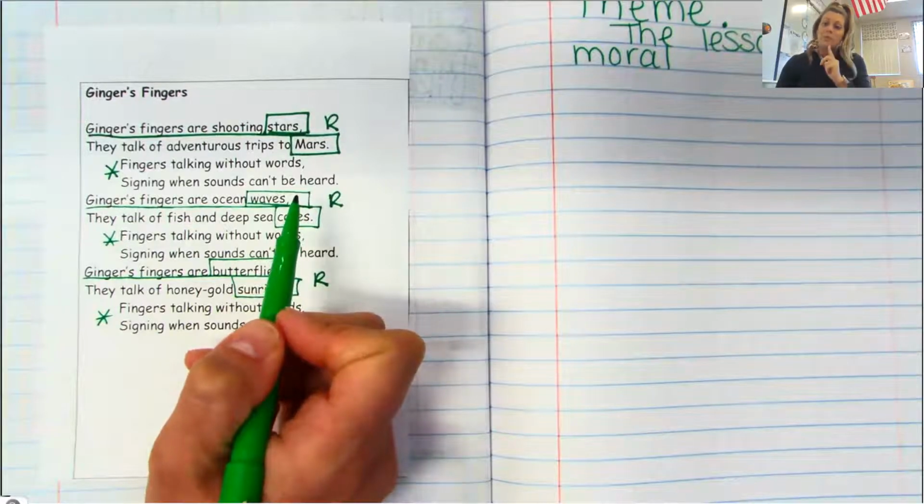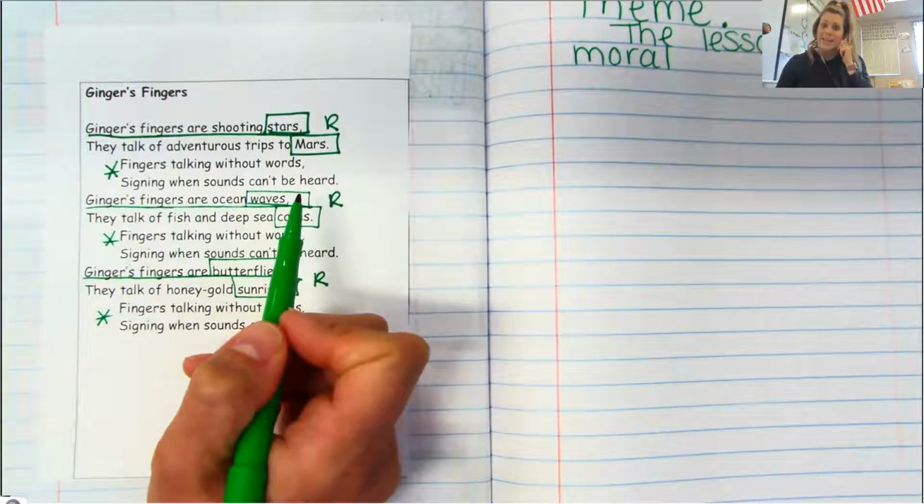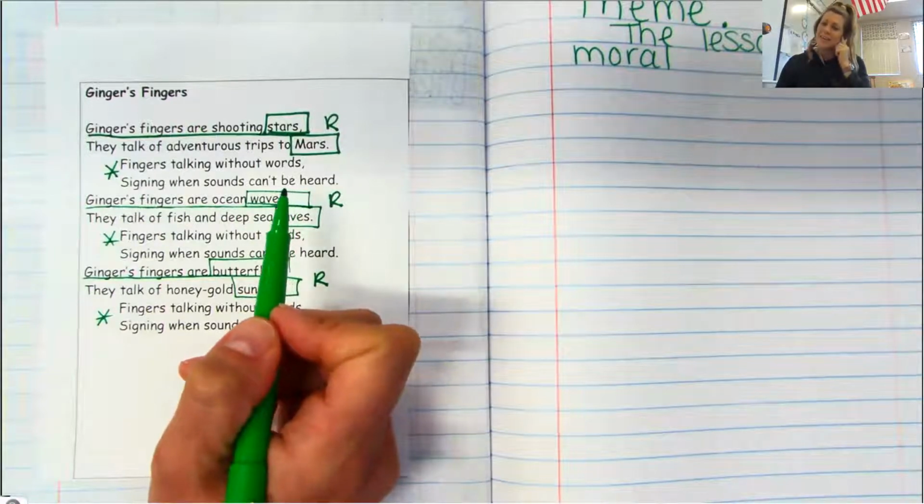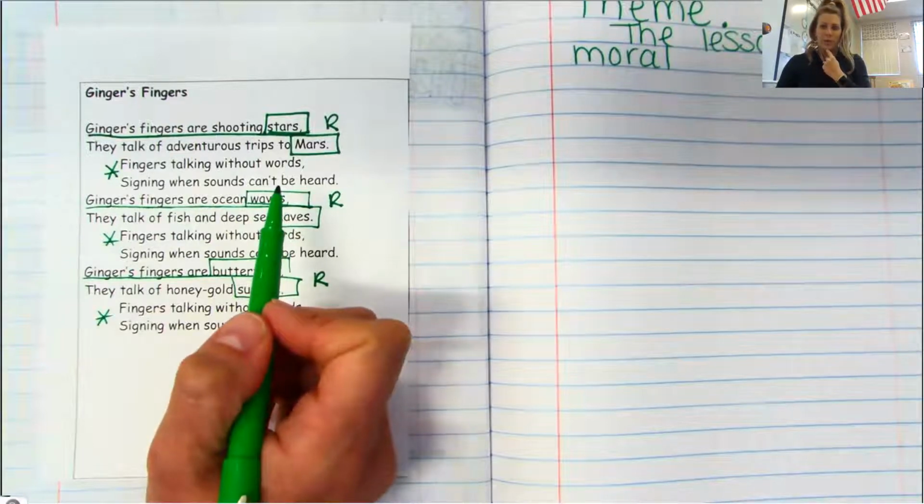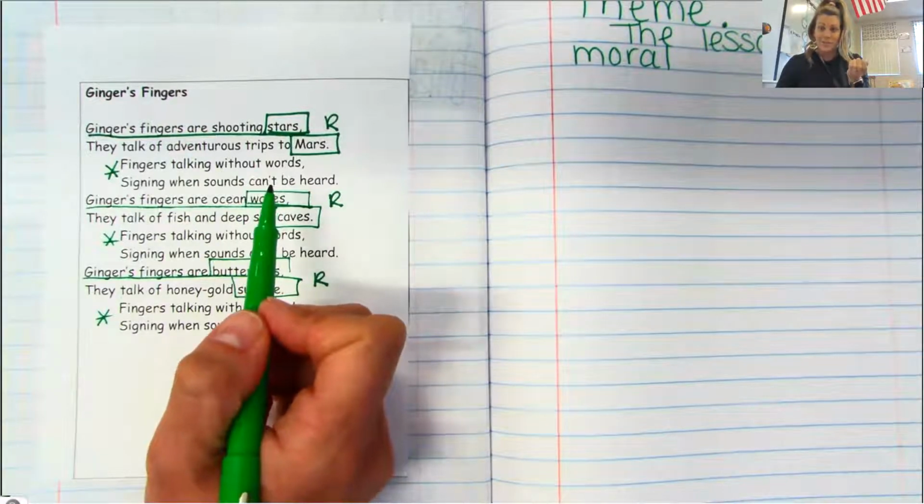And a lot of times when deaf people can't hear, it's hard for them to talk because they can't hear. So when they do talk, it doesn't sound normal like we do. So they use their fingers to talk. Do you know what that's called? That's called sign language, right?